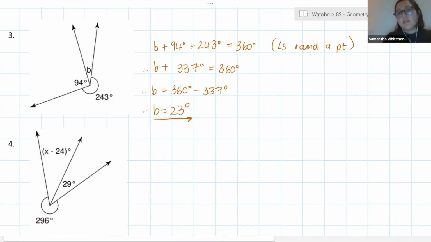Awesome. Right, so exactly as the table said to us, B is equal to 23 degrees. We set up our beautiful equation: B plus 94 plus 240 degrees equals 360. And we always give our reason, angles around a point. And then when we solve for B, we get that B is equal to 23 degrees. Well done, guys. That's awesome. Thank you, Letabo.